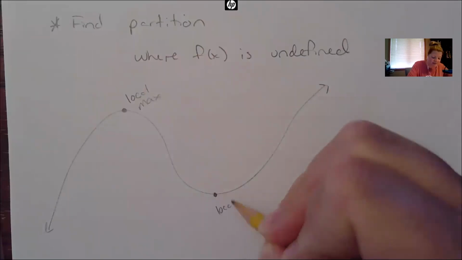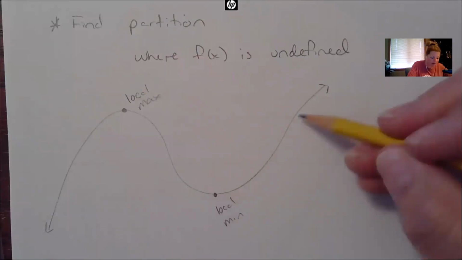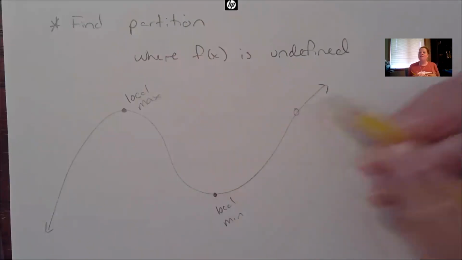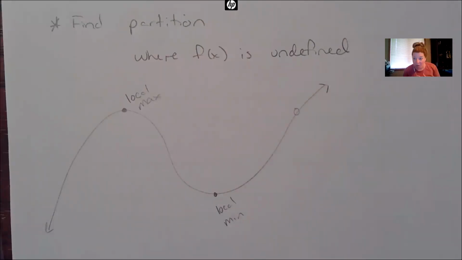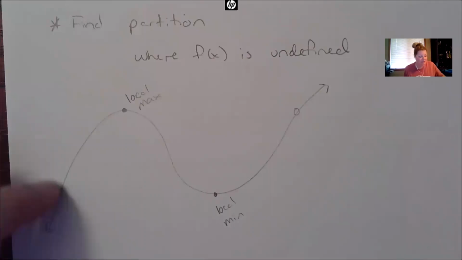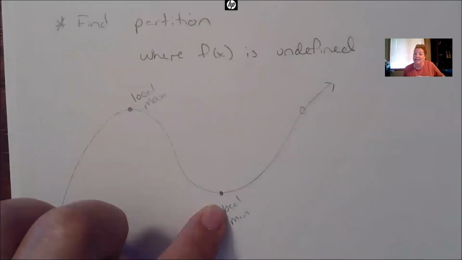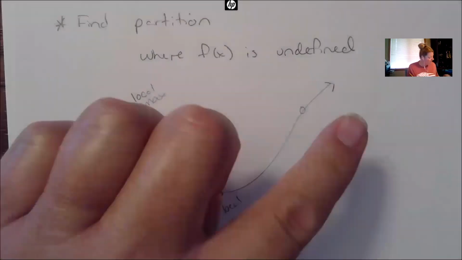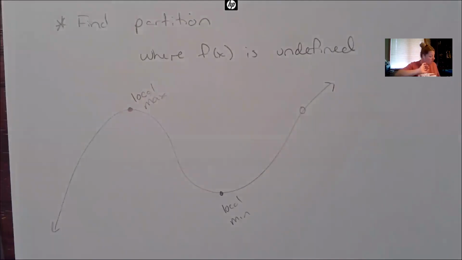You could also have a critical value somewhere else, like over here, and it'd be like a hole in your graph, just a random hole. So I'm not saying every critical value or partition number is going to be a local max or local min, but it could be. Those are the only places where you're going to switch from increasing to decreasing, and then back to increasing. It doesn't mean you do, but it's the only places you possibly can.